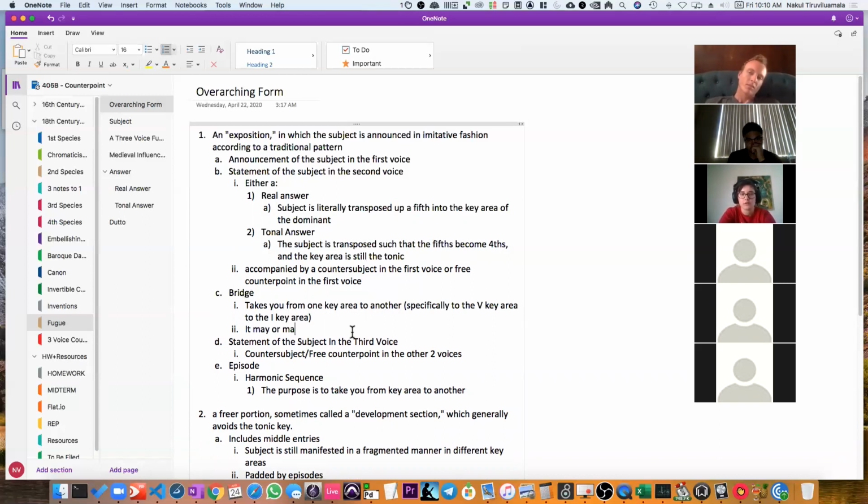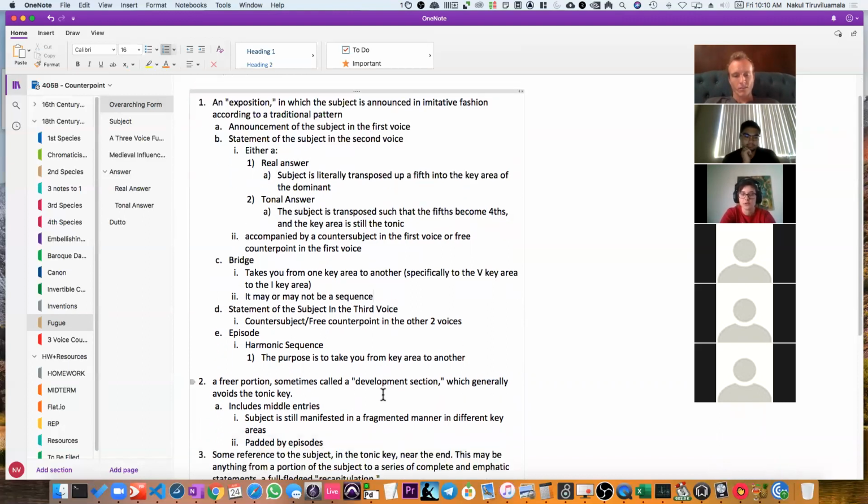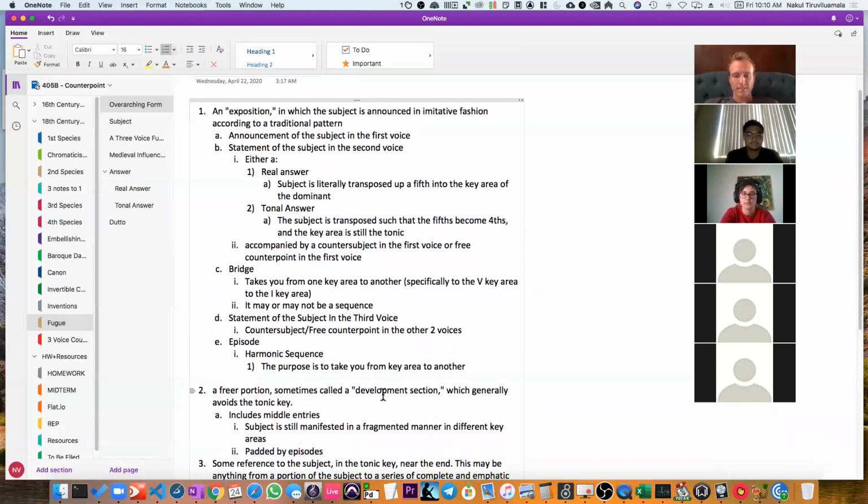It may or may not be a sequence. So you might just do a direct modulation from 5 to 1 or something. Or it might actually be a sequence. Okay, so there's a lot to unpack here already.